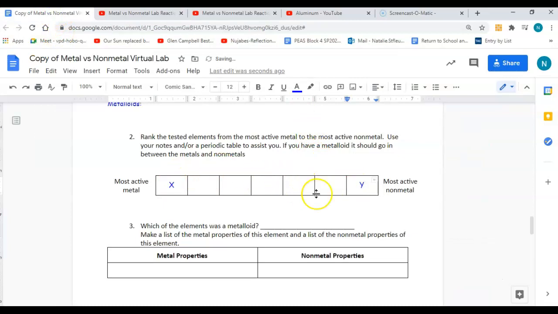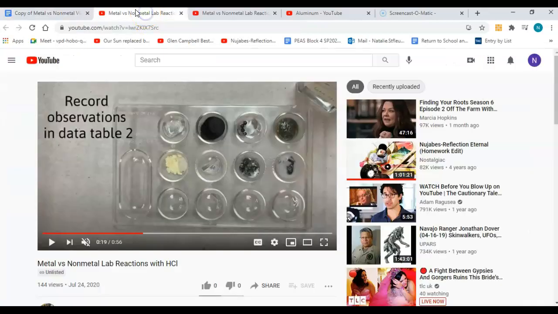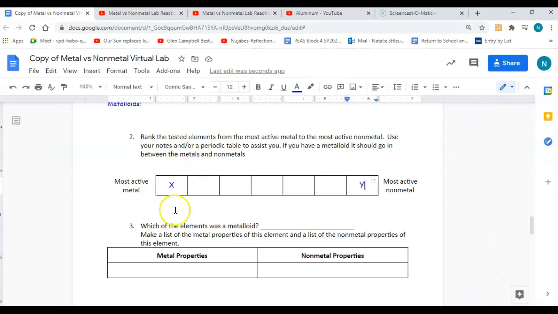Now, as you get towards the middle, there are some that have similar reactivities. Just put them next to each other. It doesn't really matter on the order so much, as long as you're close. So you're trying to order them from the most reactive metal on the left, most reactive non-metal on the right, and then in the middle you're going to have non-reactive things that do not react, okay?